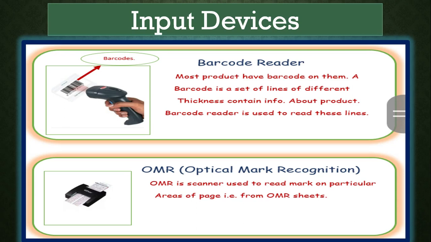Next is the OMR, optical mark recognition. OMR is a scanner used to read marks on particular areas of a page, that is, from OMR sheets. So OMR is an input device. Basically this is a scanner that is used to check the OMR sheets, and it is able to read the mark like filled dot or filled square from the OMR sheet, and after reading this information it will store the information in the computer.